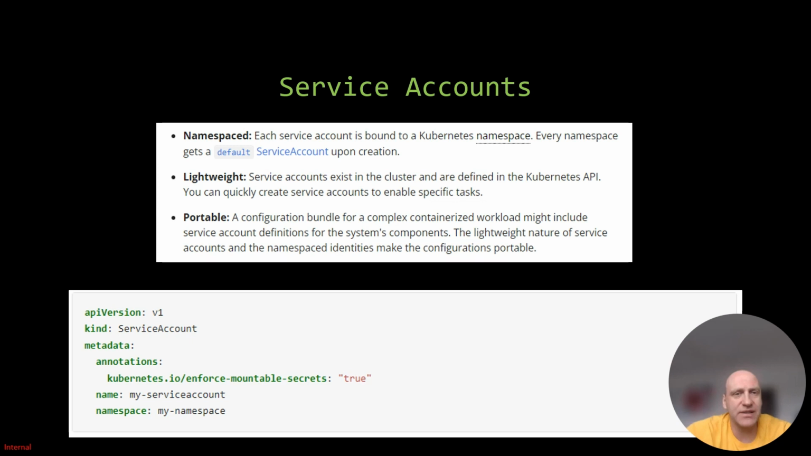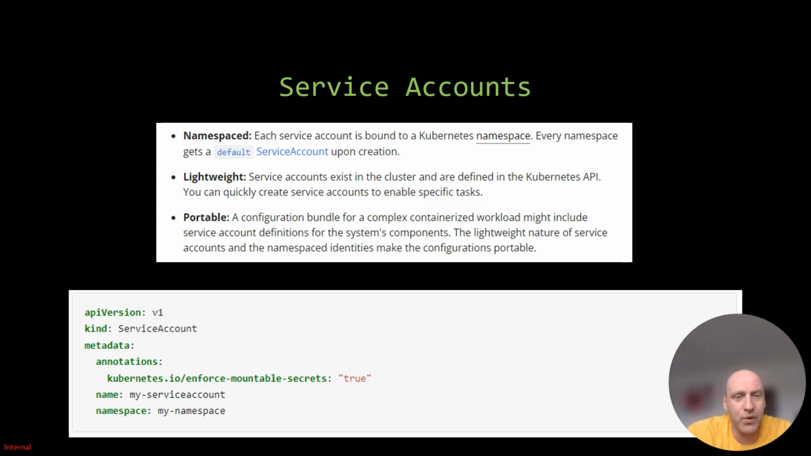It's important to note that service accounts exist as service account objects in the API server, and service accounts have two main properties. They are namespaced and they are lightweight. Each service account is bound to a Kubernetes namespace. Every namespace gets a default service account upon creation, and then obviously you can define your own service accounts based on the workloads that you are creating.